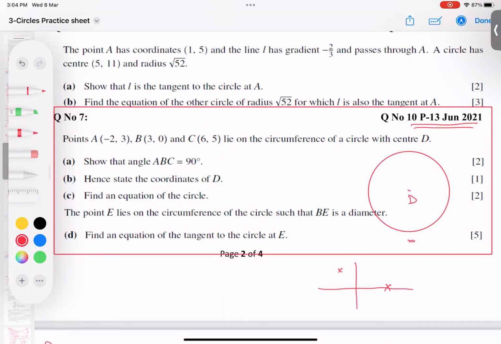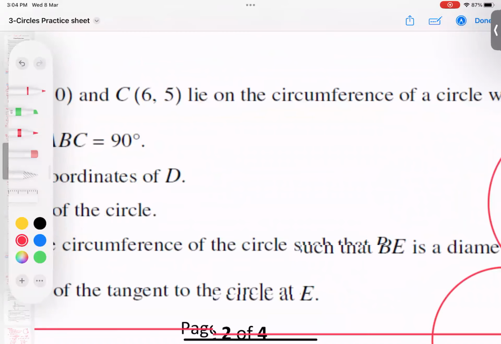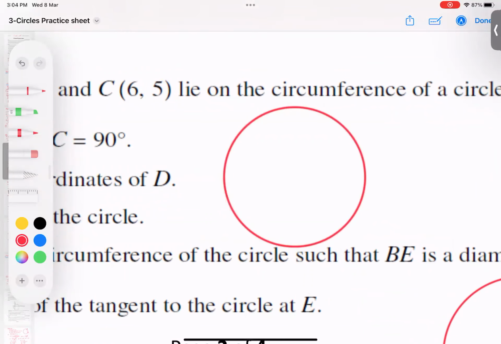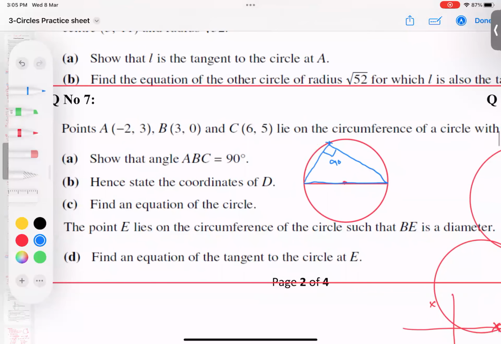And you know he's saying angle ABC is 90 degrees. Actually, I tell you one thing. Before I start, you have done in lower grade O levels one property of circles. And what is the property? Whenever we have a diameter, and any point on the circle edge joined with the ends of the diameter, you always get 90 degrees here. And that is why he mentioned to show that angle ABC is 90 degrees.